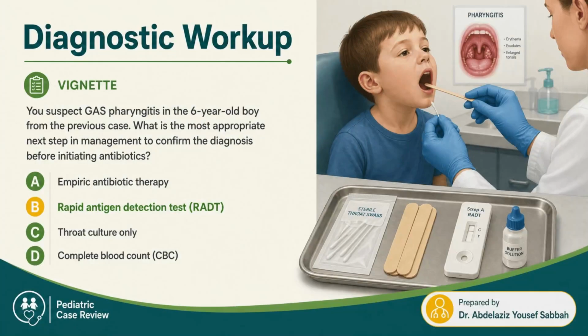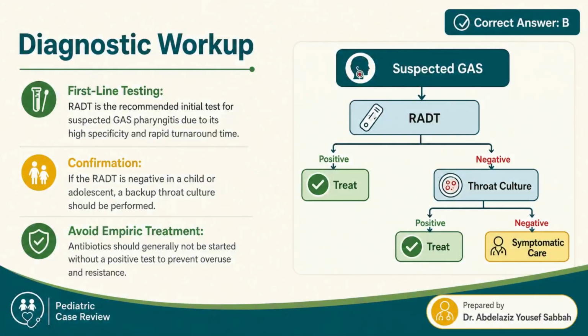Now that we suspect group A strep, what is the most appropriate next step in management to confirm the diagnosis before initiating antibiotics? A, empiric antibiotic therapy, B, rapid antigen detection test, C, throat culture only, or D, complete blood count. Consider the standard of care for diagnosing group A strep in the pediatric office setting. The correct answer is B, rapid antigen detection test, or RADT.